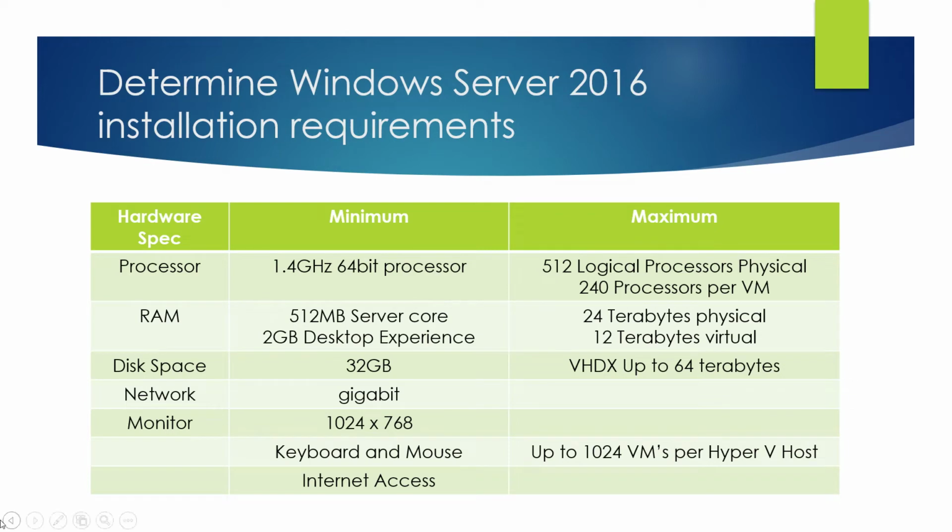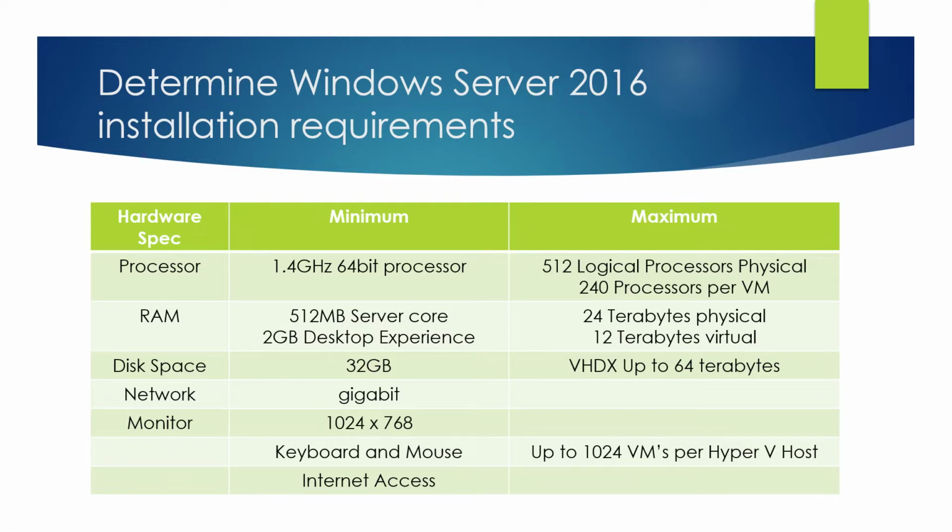Right, the first bit tells us that we need to determine the Windows Server 2016 installation requirements. So I've got this nice little graph which I've taken from the book. We can see we need a 1.4 gigahertz 64-bit processor and 512 megabytes RAM for Server Core. This will actually fail to install with 512 megabytes of RAM.